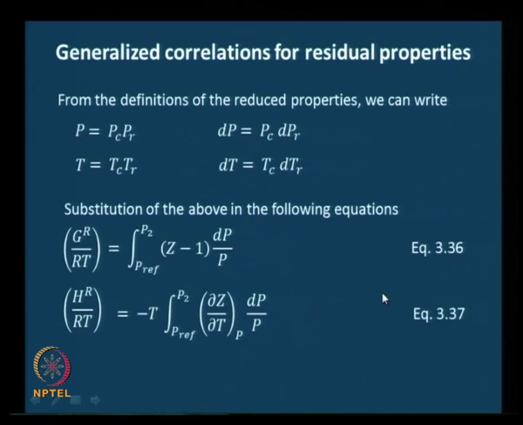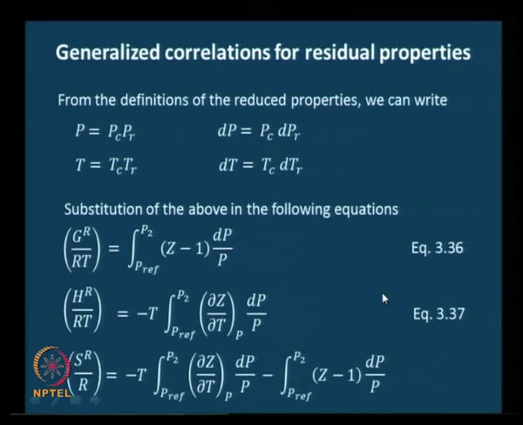and if we substitute these values in the three equations that we had developed for the thermodynamic properties such as Gr by RT, Hr by RT and Sr by RT, we had developed these expressions in terms of the easier to measure compressibility factor, pressure and so on, and temperature. So we said that if we could substitute the values in terms of the reduced properties, we could get generalized correlations, and the usage of them would become a lot simpler in terms of need for data.